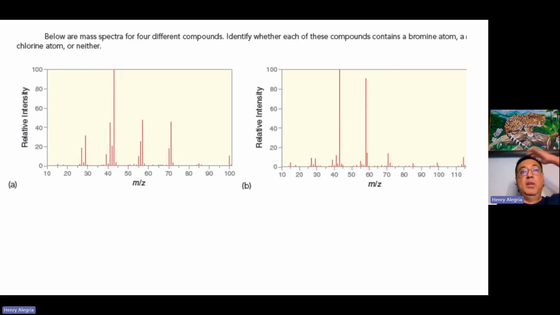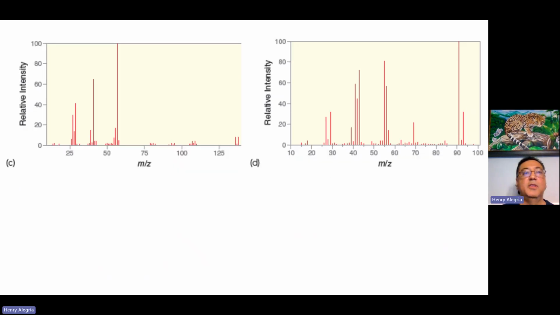All right. Below are mass spectra for 4 different compounds. Identify whether each of these compounds contains a bromine, a chlorine, or neither. All right. So we pause here and you decide what you have here. And here are the other two. You can pause here and decide chlorine, bromine, or neither.